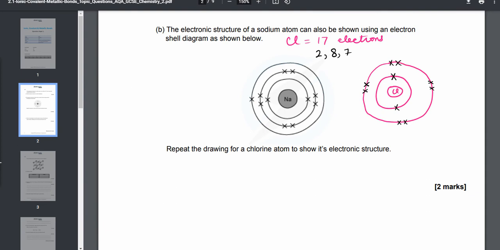Now I'm going to draw the next shell. That will be the outermost shell. So here we have the outermost shell. So in this outermost shell there will be 7 electrons. So it will be like 1 2 3 4 5 6 and 7. So this is how we can draw the electronic shell diagram for the chlorine. Now let's move on to the next part.